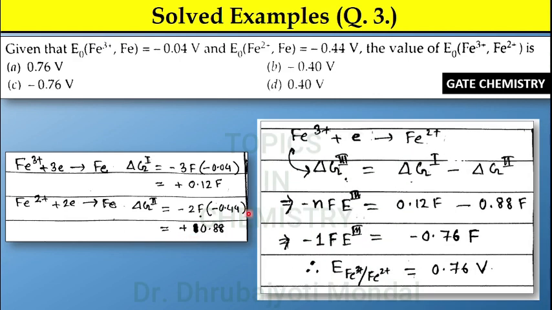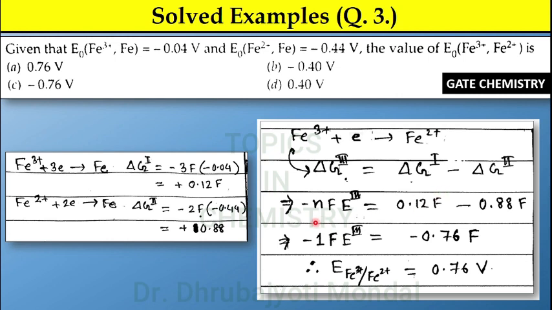Now you have to find the Gibbs free energy change for that reaction, because you have to find what is the E0 for that reaction, Fe3+ plus electron to Fe2+. Now suppose the Gibbs free energy change for that reaction is delta G3. Now what you can write, delta G3 is equal to delta G1 minus delta G2. You can get this equation by subtracting equation 2 from equation 1. That's why you can write delta G3 is equal to delta G1 minus delta G2.